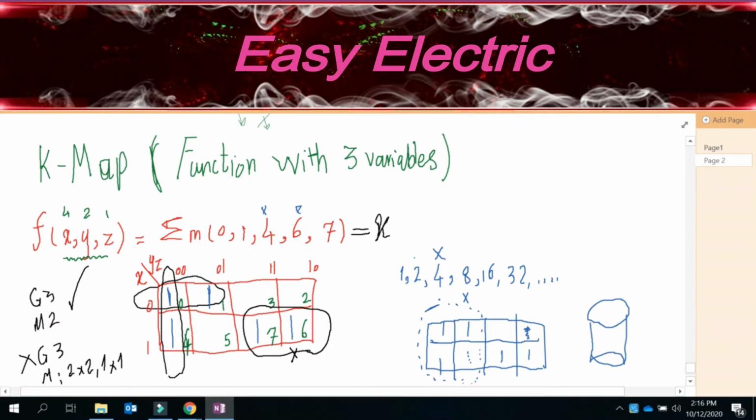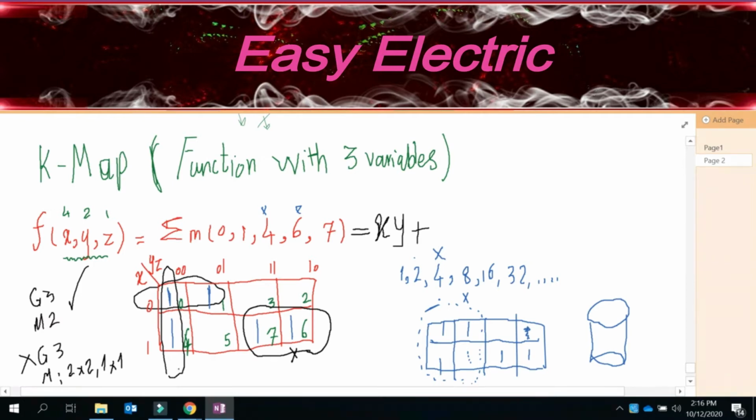Here in 7, the y is 1. Here again is 1. Whenever it is 1 and 1, the variable doesn't get the prime. So that means I have y here, okay? So how about z? Here for the 7, the z is 1, and for the 6 is 0. Whenever it changes 1 to 0 or 0 to 1, you eliminate that element. So that means for this term, there is no z.